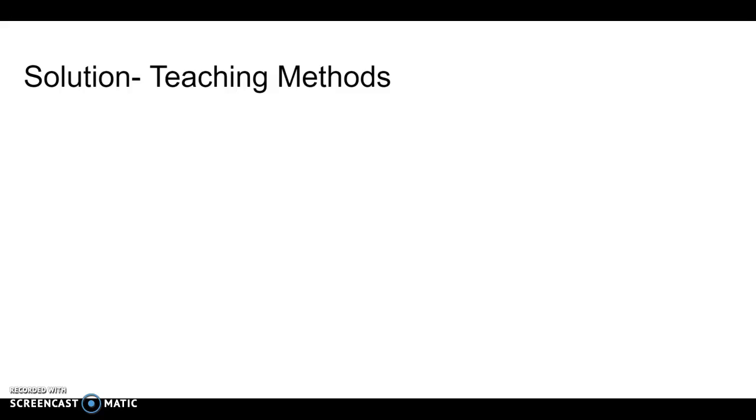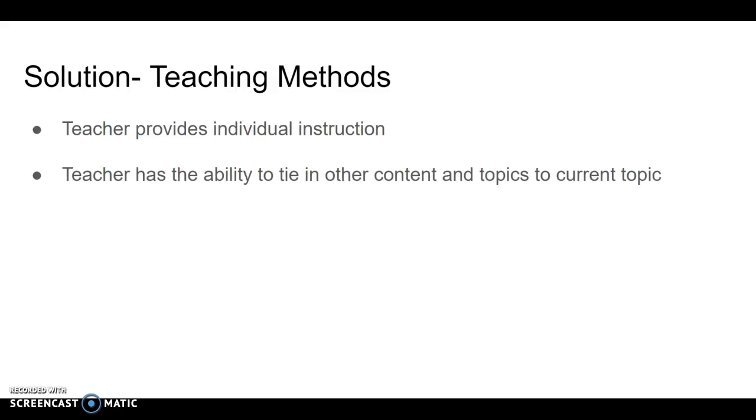Ultimately, these things require better teaching methods. So these are some of the ones that he suggested: teachers need to be able to give individual instructions to students, and this idea of scaffolding and intervention, making sure that students got the support they needed when they're at different places, as well as teachers having the ability to tie other content and topics to the current topic.